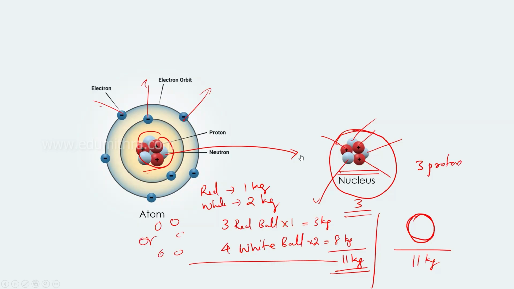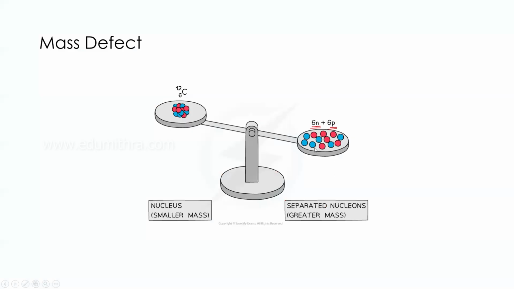So just imagine, when the balls are separated, it is 11 kilograms, and when they are together, it is 10 kilograms. How puzzling that is. Usually in real life there are no such examples, but inside the nucleus this is what is happening. If you take the protons and neutrons separately, they weigh more than when taken together as a nucleus. So some mass is missing somewhere.